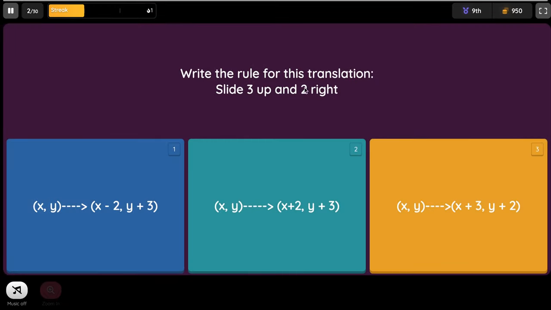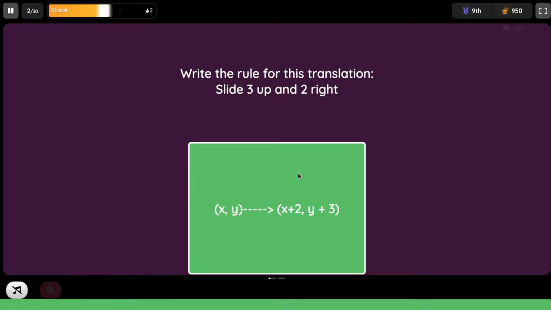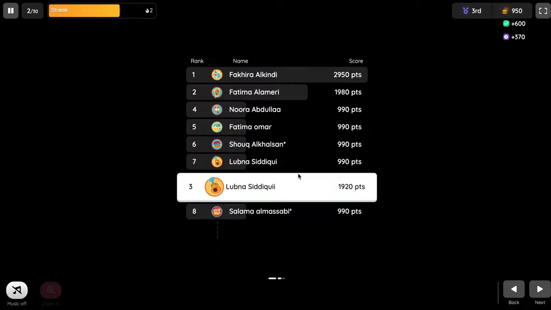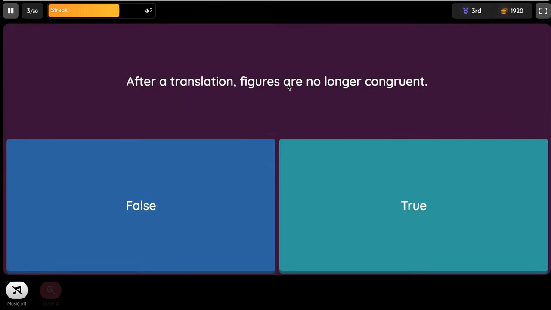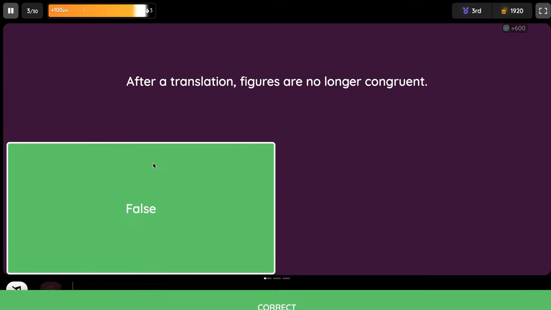Write the rule for this translation. Slide 3 up and 2 right. So 3 up is y plus 3 and 2 right is x plus 2. After our translation, figures are no longer congruent. False.